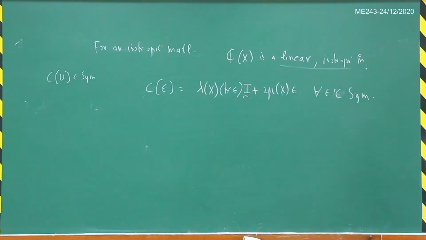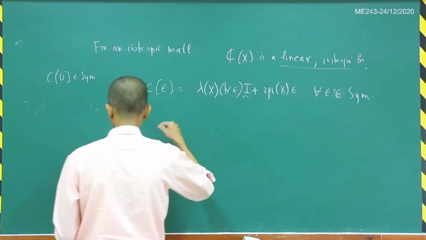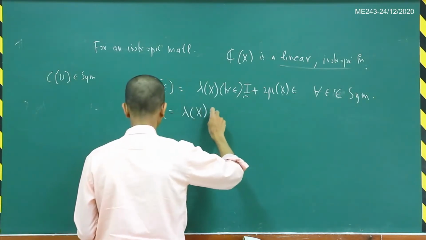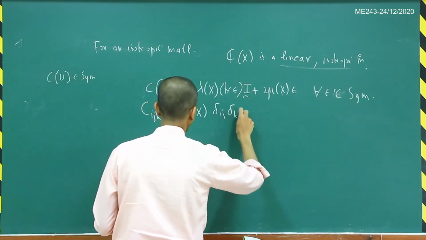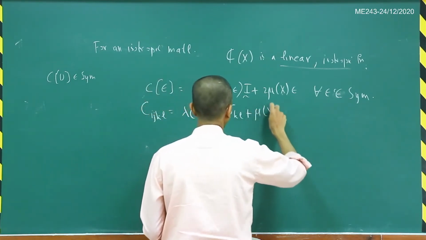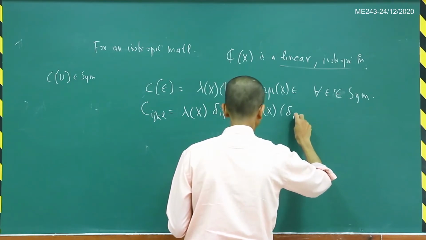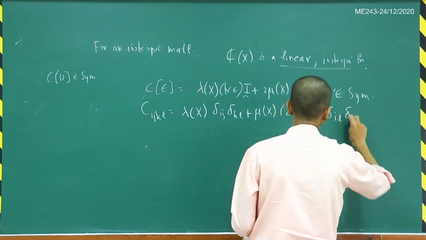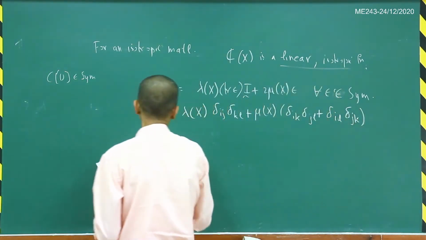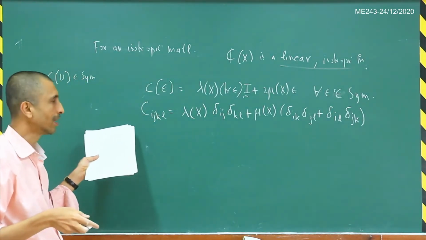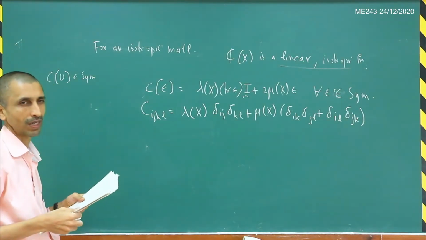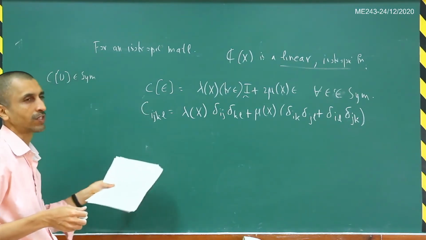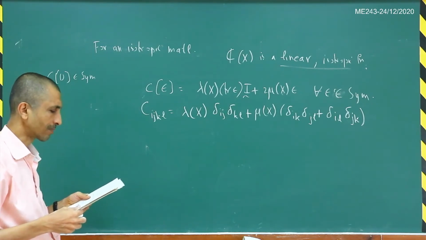In index notation, we can write this as follows. So if I write this in CIJKL form, CIJKL is equal to lambda of x times delta ij delta KL plus mu of x times delta ik delta JL plus delta IL delta JK. So this is exactly what you learn in linear elasticity, that for an isotropic material, the CIJKL is given by this particular form, right? So you have already seen this result in the context of linear elasticity, but we have just proved this result in a rigorous manner here.